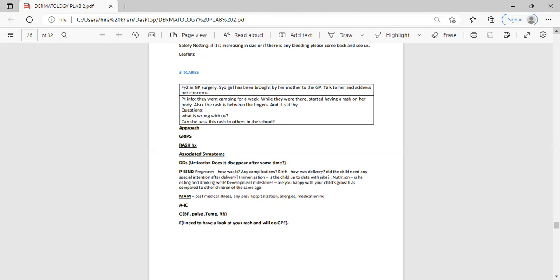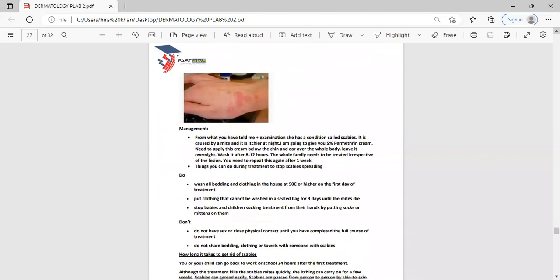And then do ask about the pregnancy history, like P-bind history, in which you will ask, how was the pregnancy? Was there any complication? How was the delivery of your child? Did the child need any special attention? And then you have asked already about the vaccination history, about the nutrition. That was good. You have asked about the development, and then the history you have covered very well.